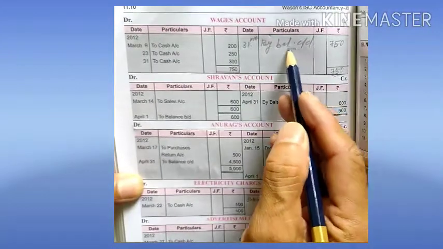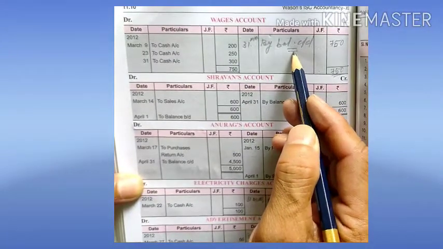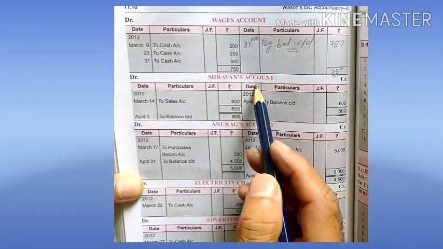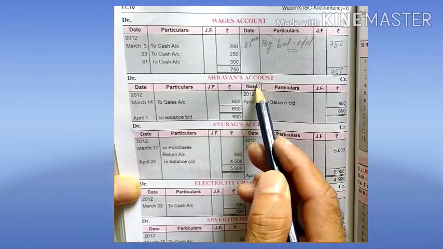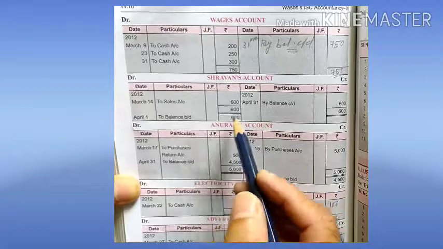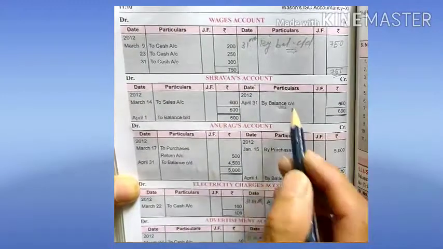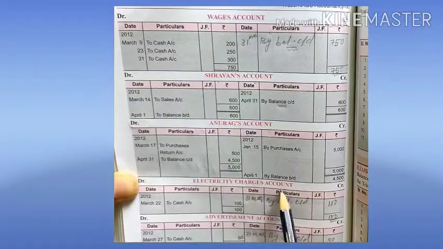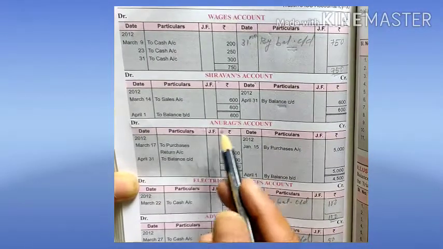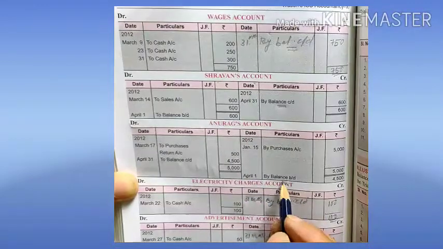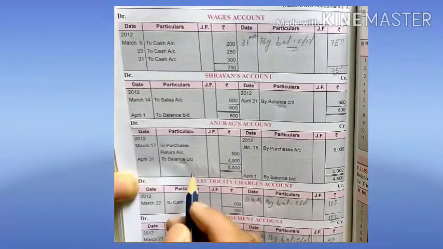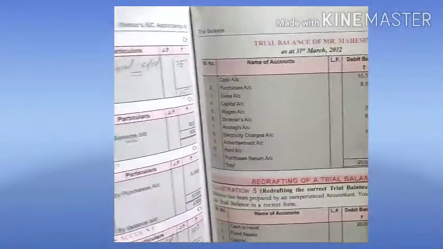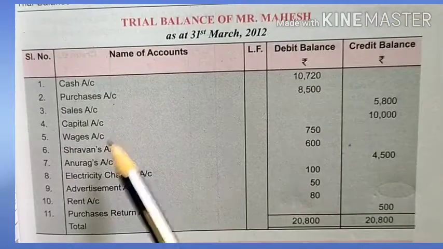Wages account, another ledger account. You have a balance here, balance c/d. This is your debit balance. Shravan's account, it is a personal account. Again, it shows a debit balance here. Then you have Anurag's account, you have the electricity charges account. So these balances are considered from each of the ledger accounts to prepare a trial balance. So this is how a trial balance is prepared.